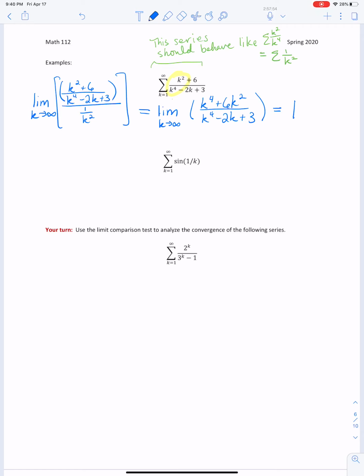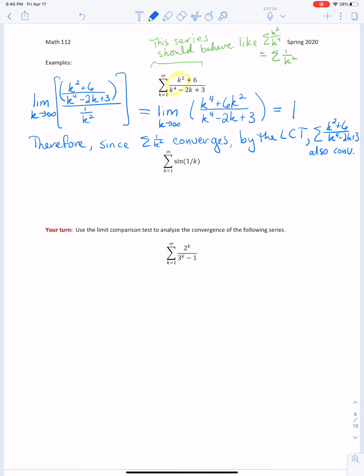And so therefore, since the sum of 1 over k squared converges, by the limit comparison test, the sum of k squared plus 6 over k to the fourth minus 2k plus 3 also converges.